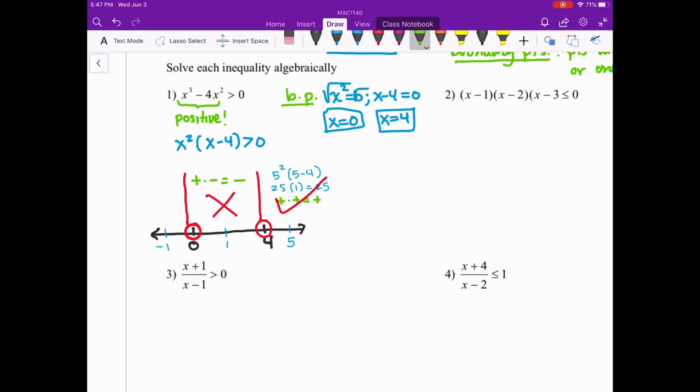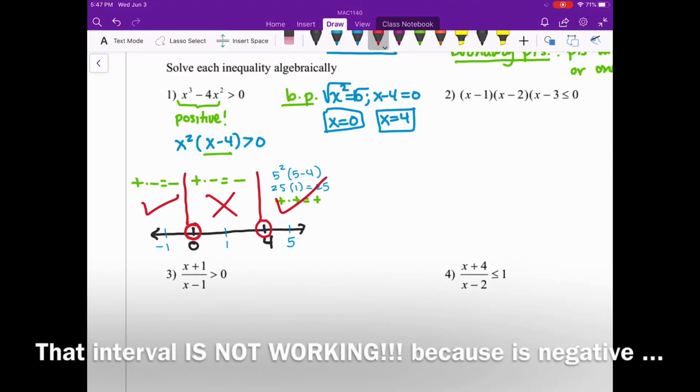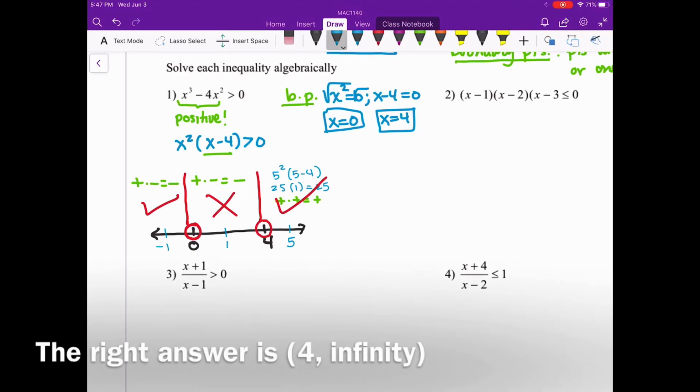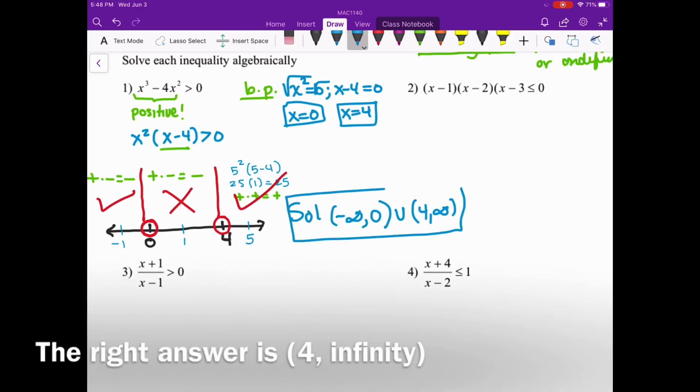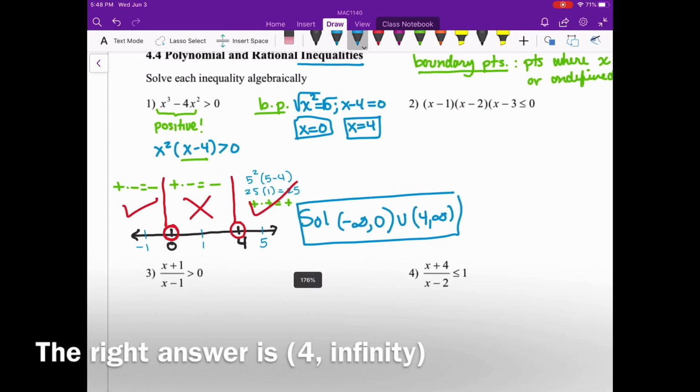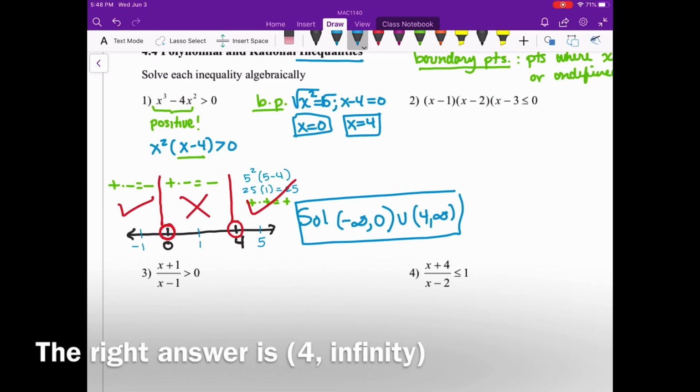Now I'm going to plug in -1. If I plug in -1, the square will make it positive. -1 minus 4 is going to be -5, negative. Positive times negative is negative, so this interval is not working. I'm done. The solution: these are the two intervals that make this inequality true.